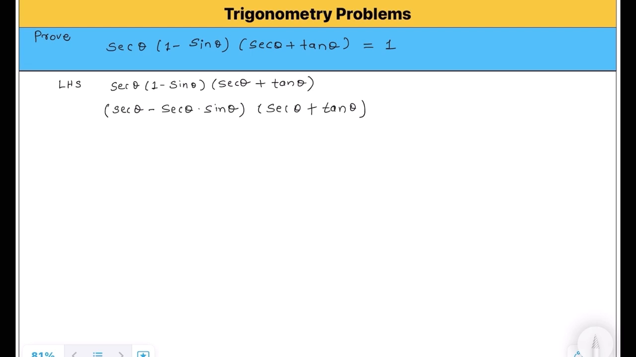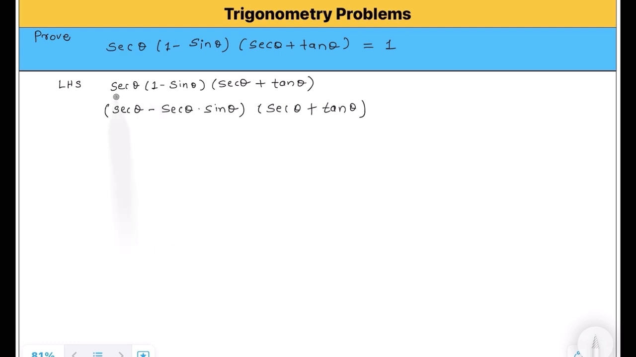Let us solve some "prove the following" types of problems. The first one is sec theta into bracket 1 minus sin theta into bracket sec theta plus tan theta is equal to 1. Let's take the left hand side first and simplify. We get sec theta minus sec theta into sin theta into bracket sec theta plus tan theta. What have we done? We have multiplied sec theta into this bracket.